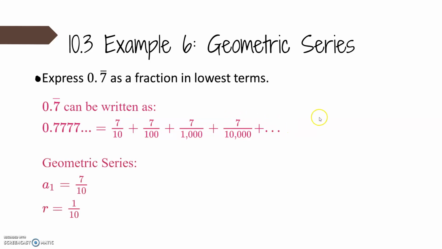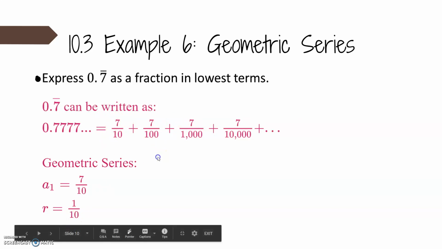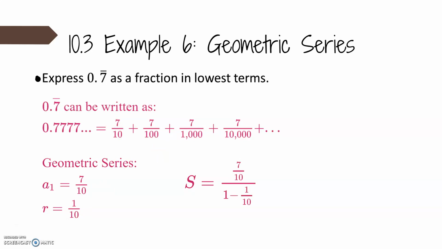So we can write this as the sum of a geometric series using those formulas from Friday. Our first term is 7/10, and our common ratio is 1/10. We simply plug into our formula and begin to reduce: A1 over 1 minus r, so 7/10 over 1 minus 1/10. That reduces pretty nicely to 7/9. If you plug 7/9 into your calculator, you're going to get literally this decimal.